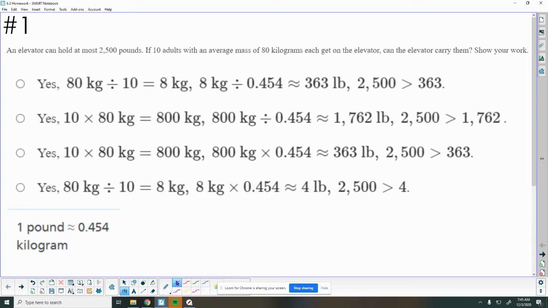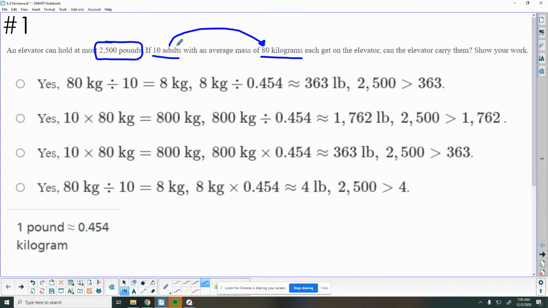Number 1 says that an elevator can hold at most 2,500 pounds. So this is its max capacity. If 10 adults with an average mass of 80 kilograms each get on the elevator, so we've got 10 adults, they each weigh about 80 kilograms, can the elevator carry them?